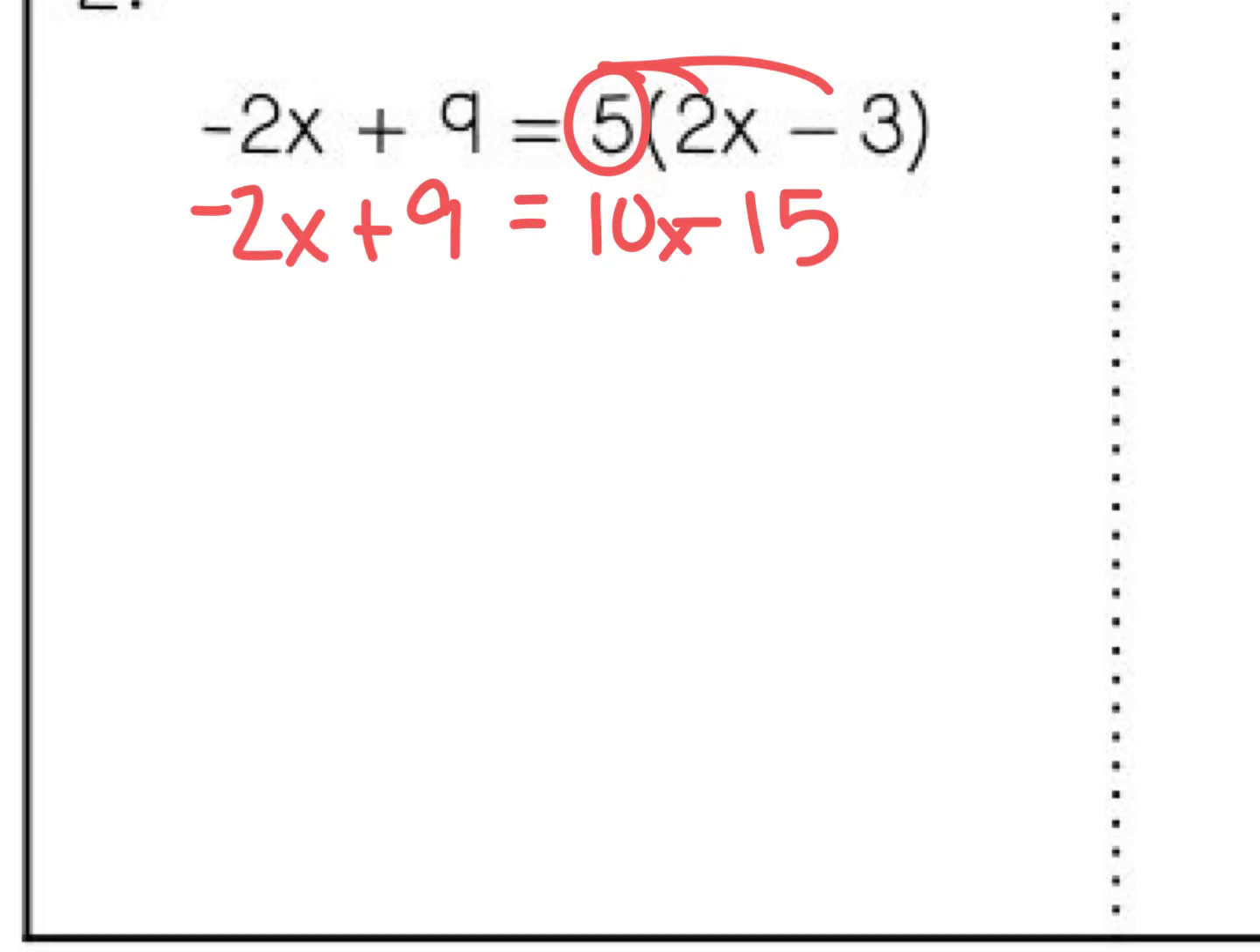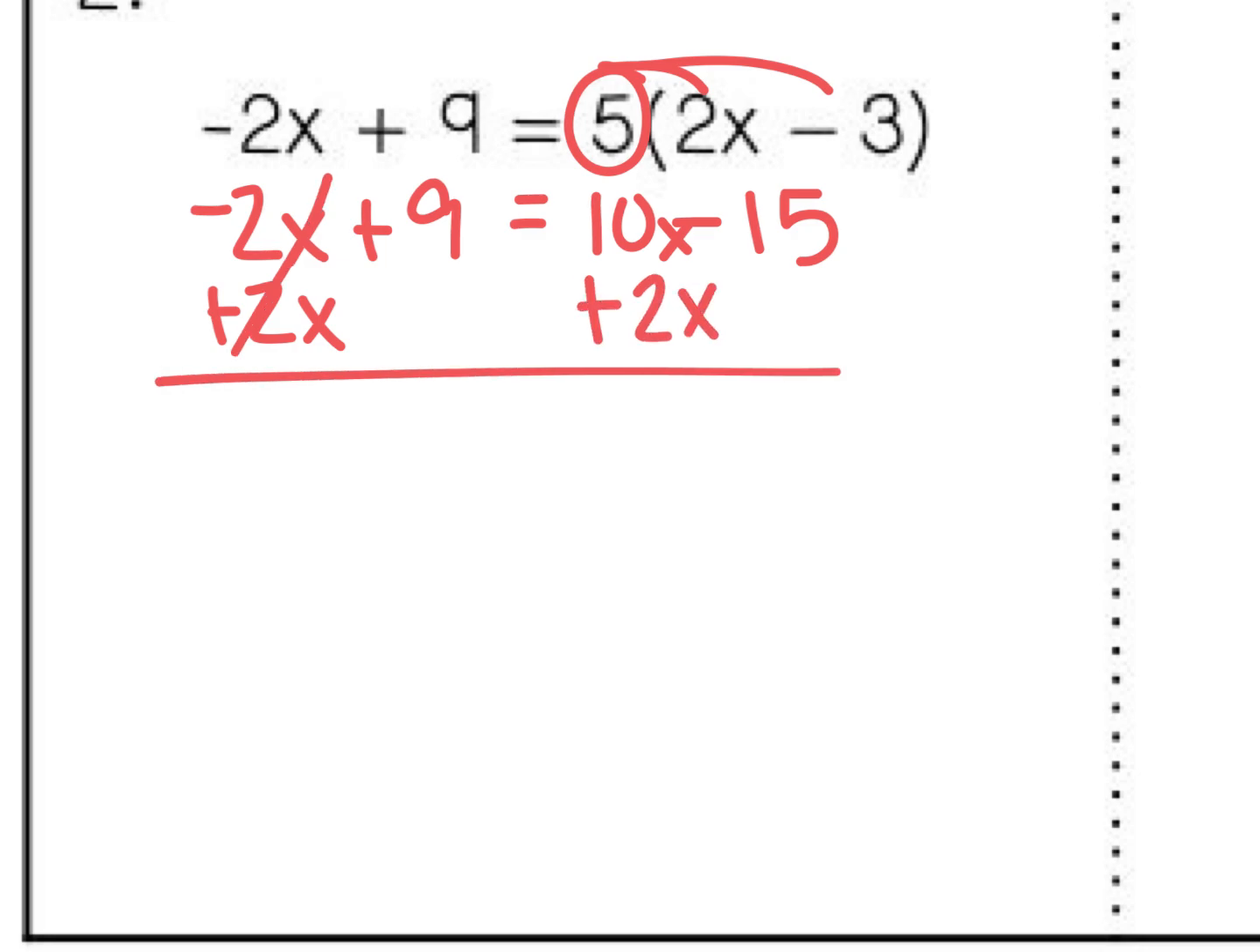All right, so remember what I said. It doesn't matter which one you move, but if you move the smaller, you're probably not going to have to divide by a negative, okay, which can trick us sometimes. So which one is smaller, the negative 2 or the positive 10? The negative 2. How do I move that to the other side? We're going to add it.